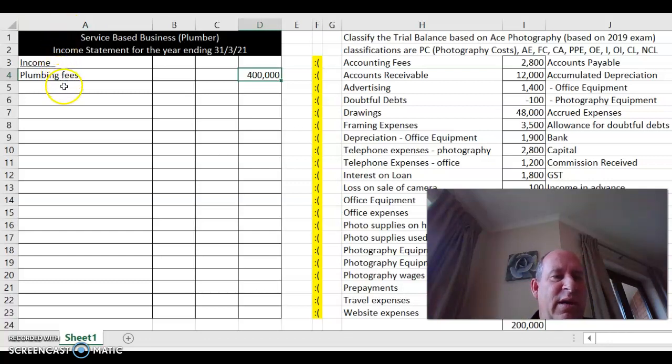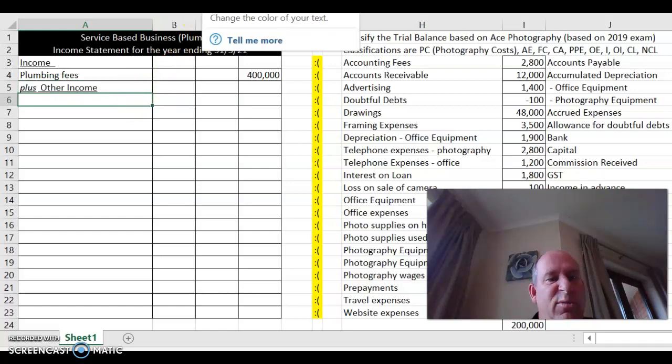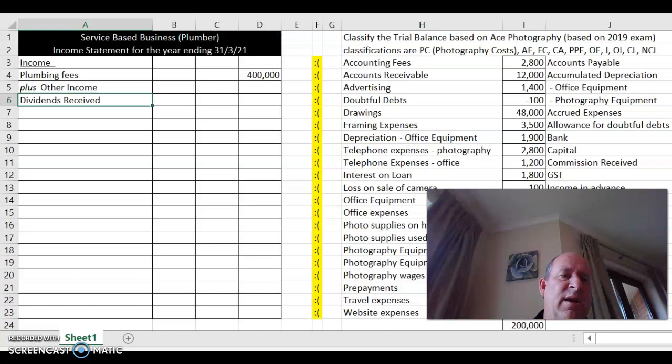After income, we don't have the cost of goods sold like the previous one, the trading business, because we're not selling things. So in this case, we'll just put plus other income. And again, we'll look on the credit side for that. For a plumber, other income could be many things. It ends with the word received. So think of an other income that has the word received. Today we're going to use dividends received. They would own shares in another business to get that.